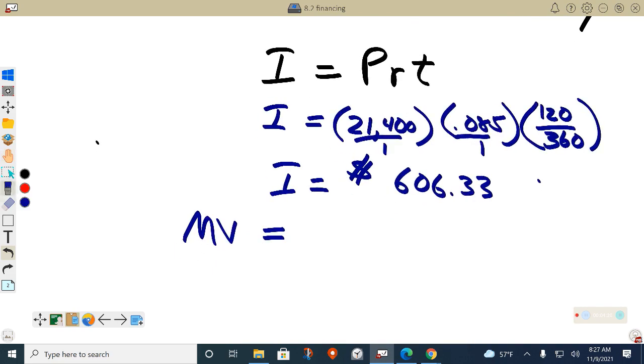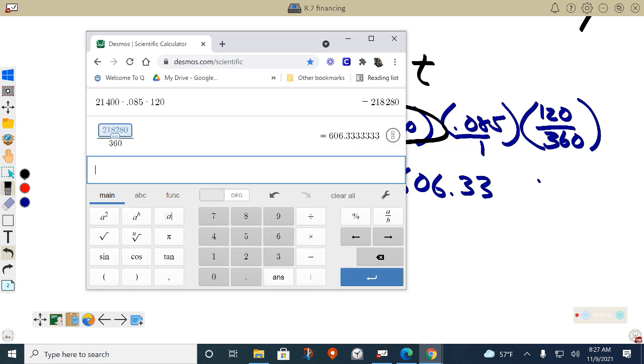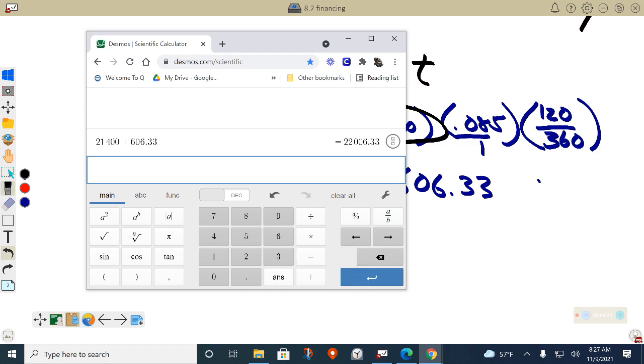21,400 is what she borrowed, plus the interest, plus 606.33. Nice. Moreno, Sandoval, remind me at the end of class. I'll give you 2 extra magic cards you can use anywhere, or you can just use them in my class if you want. So the maturity value for that jewelry she bought is $22,006.33.